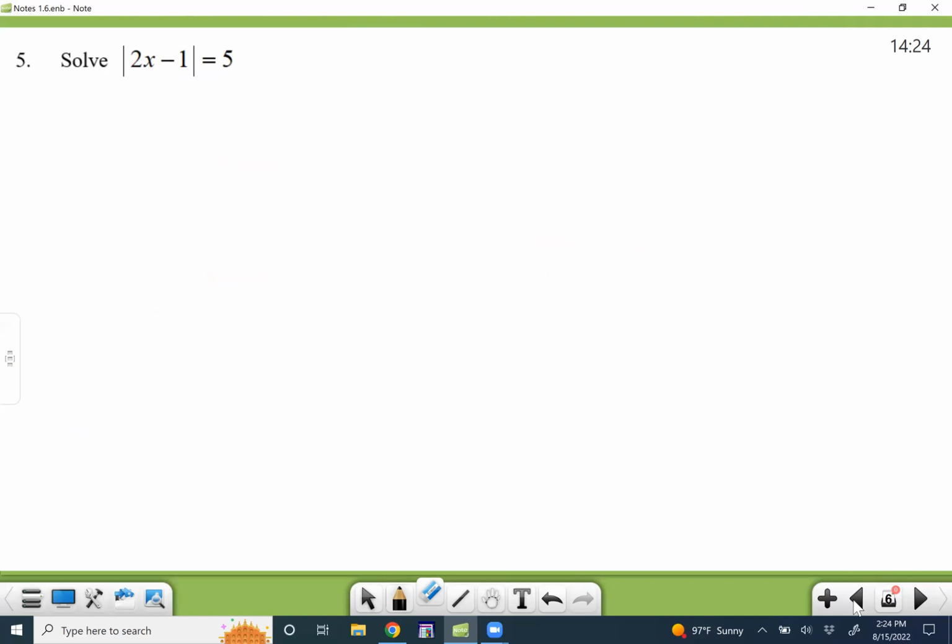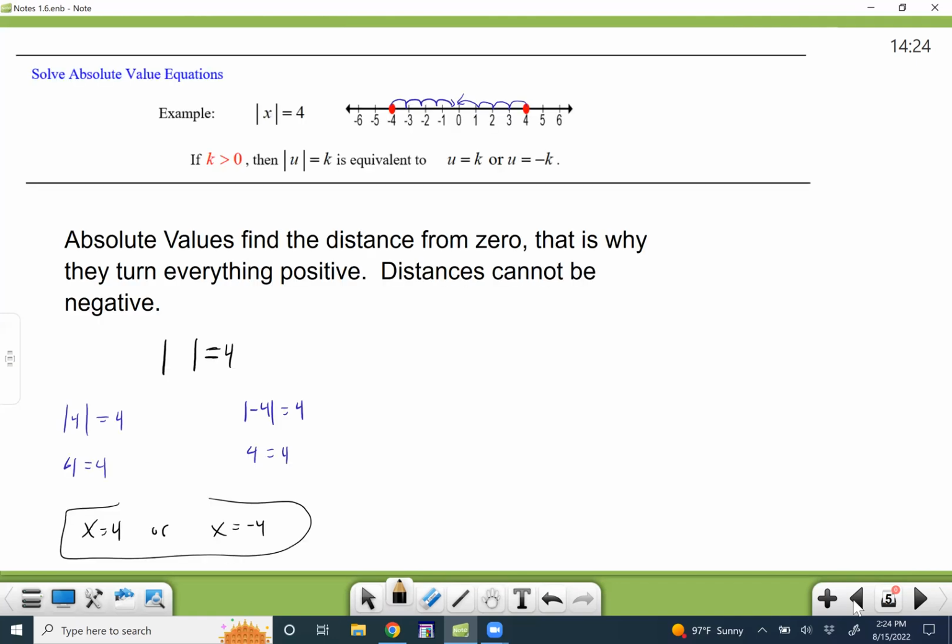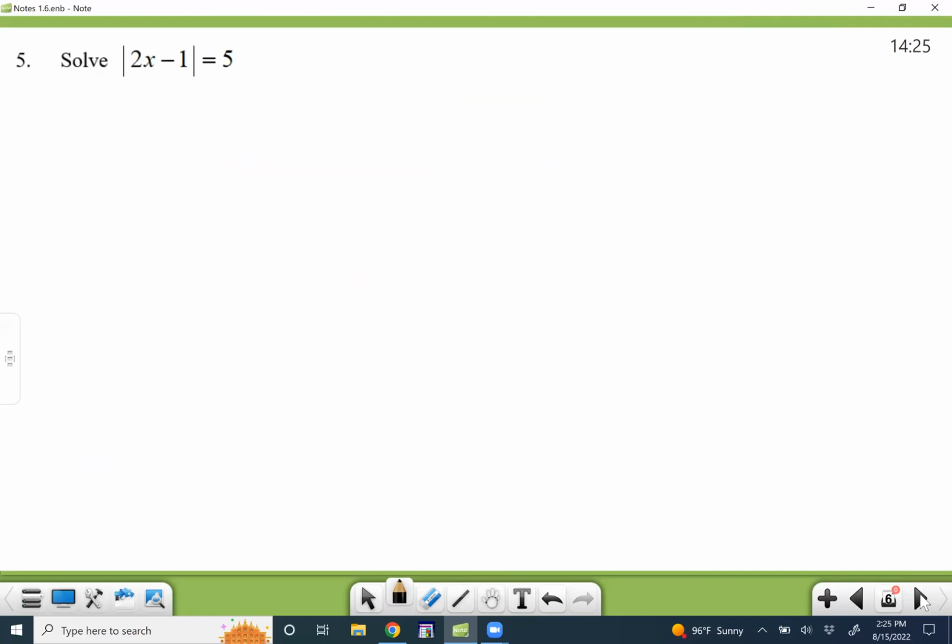I'm not going to cover absolute values set equal to a variable in this section, which is a whole other thing too. But you can look up videos on that if you want to, but it's not going to be on my test or in this section, okay?